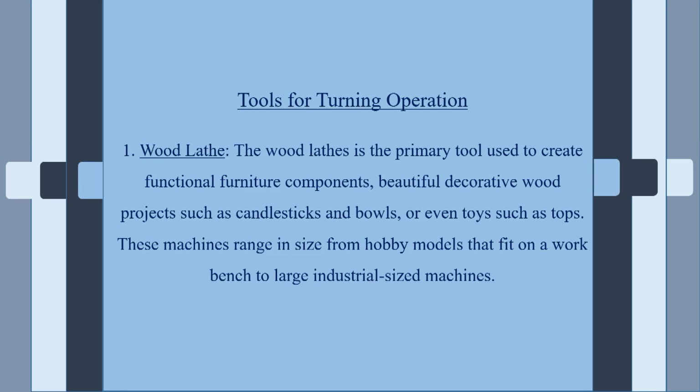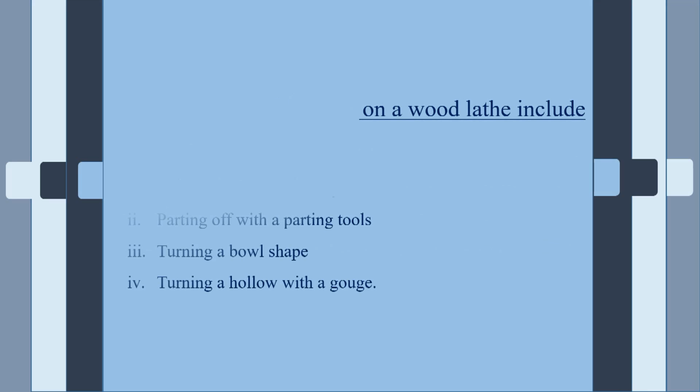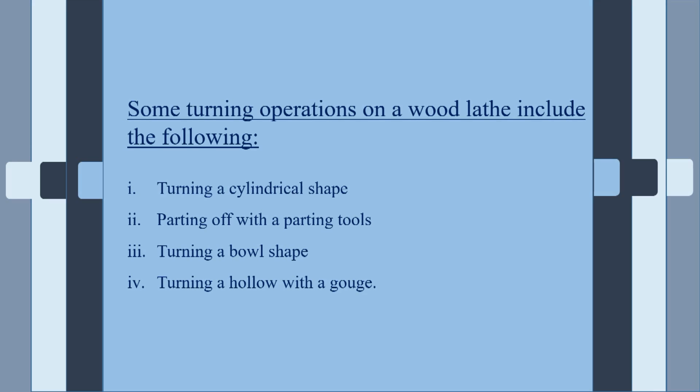Now, tools for turning operation. 1. We have the wood lathe. So the wood lathe is the primary tool used to create functional furniture components, beautiful decorative wood projects such as candlesticks and bowls, or even toys such as tops. So these machines range in size from hobby models that fit on a workbench to large industrial-sized machines. Some turning operations on a wood lathe include the following: turning a cylindrical shape, parting off with a parting tool, turning a bowl shape, turning a hollow with a gouge.